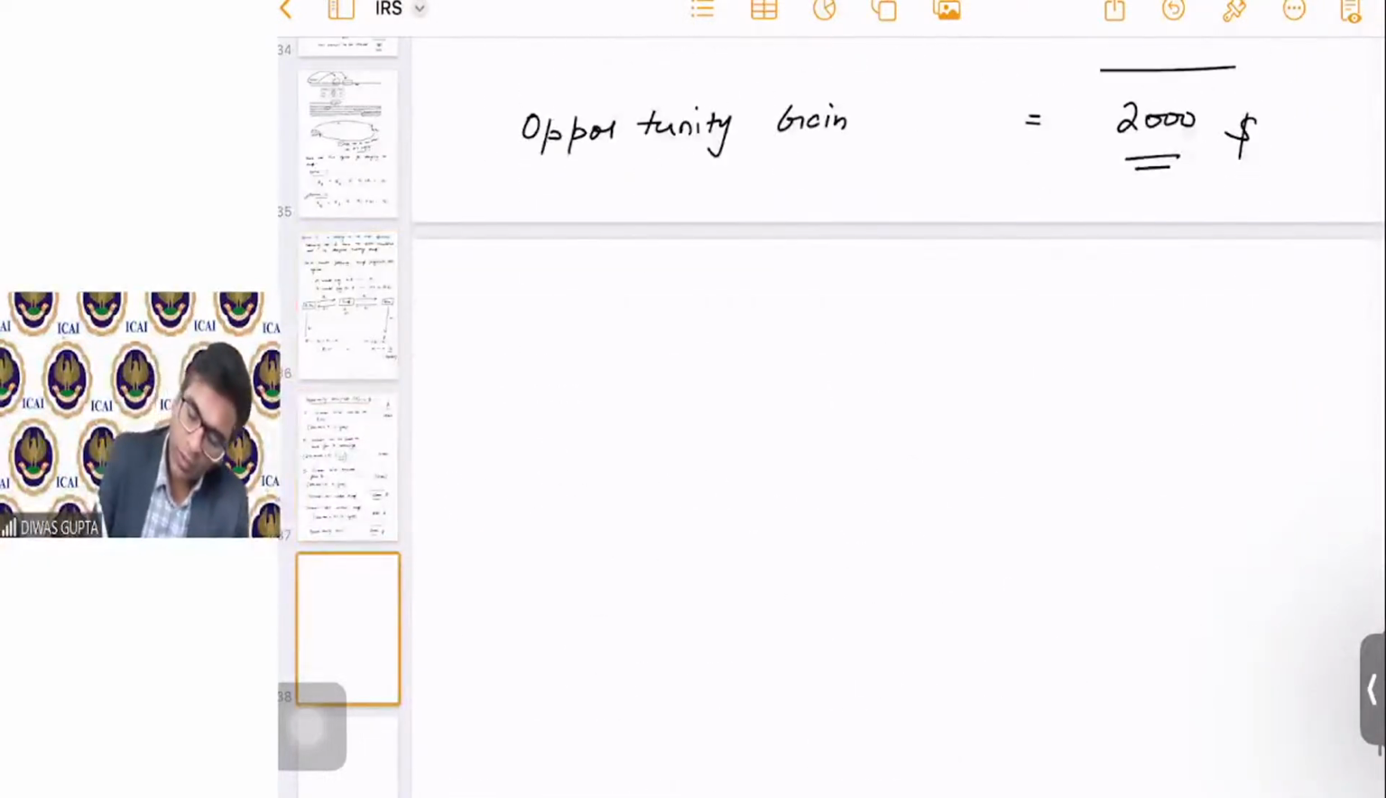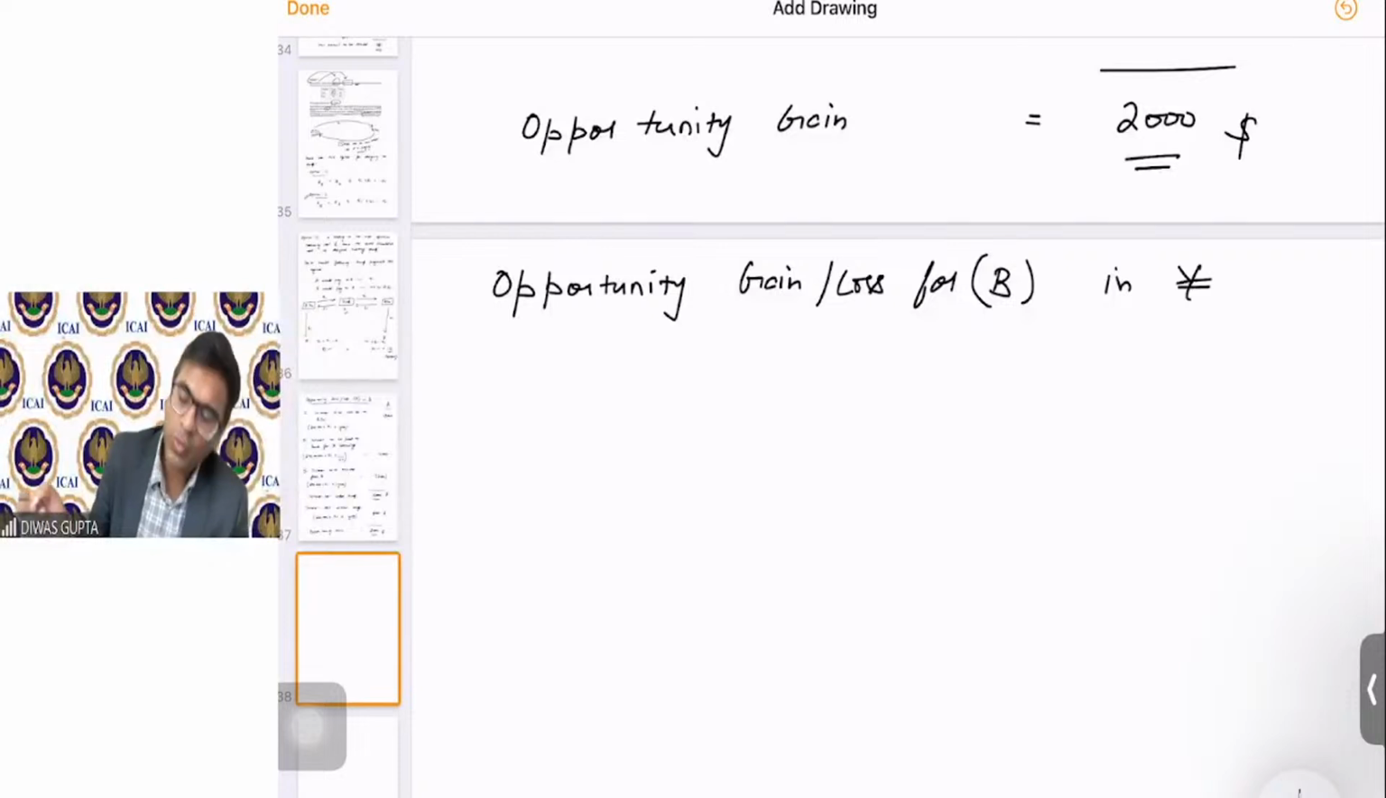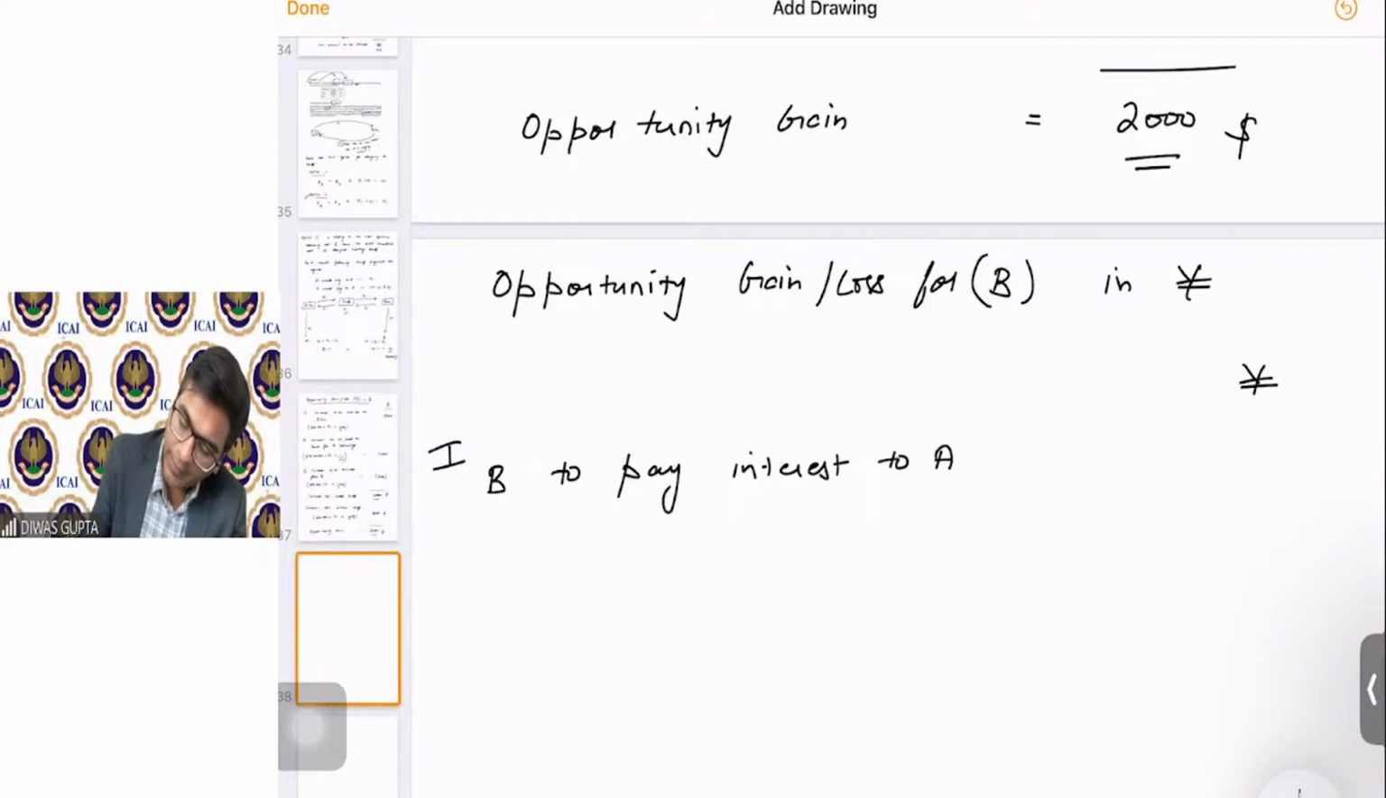Let's come to the calculation of opportunity gain/loss for B in yen. Let's do this calculation in yen because the preferred currency for B is in yen. So in yen, first of all, B has to pay interest to A Inc. How much is it?